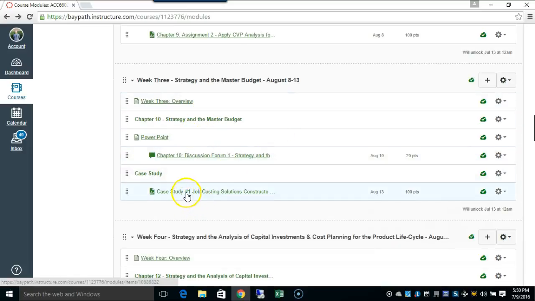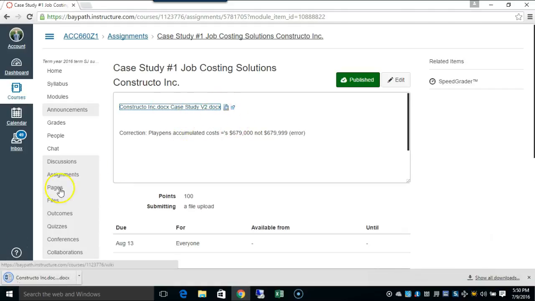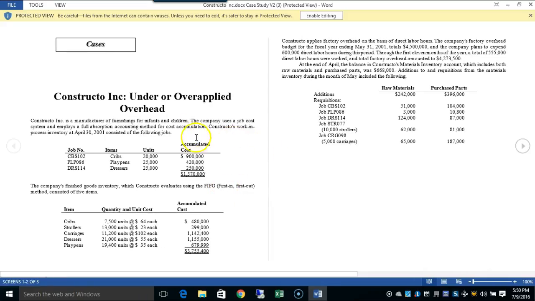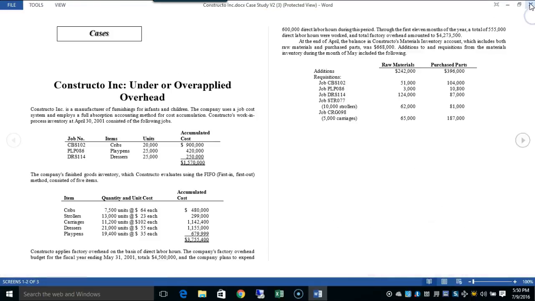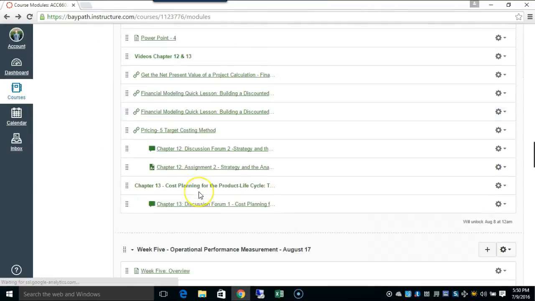In week 3, we have our first case study on basically a construction company. The first case study will be more like overhead applied, knowing the cost flow of inventory, and so on. So the case studies will be sort of like comprehensive problems, so give yourself time to do them. There will be 3 case studies.